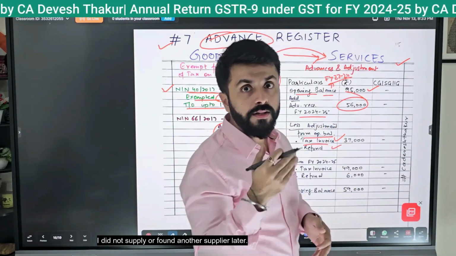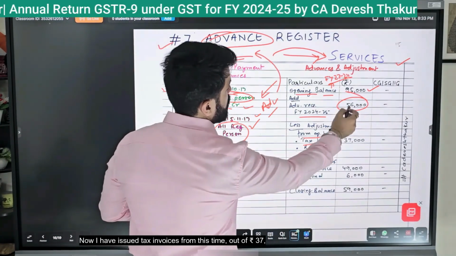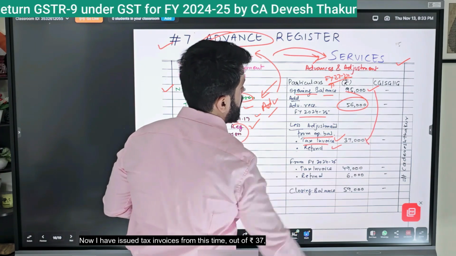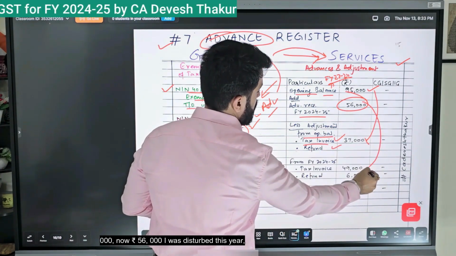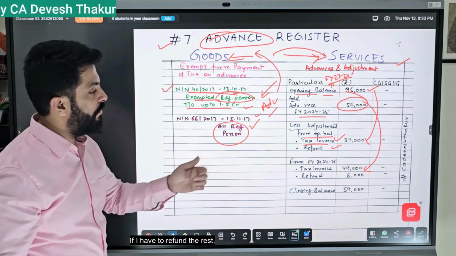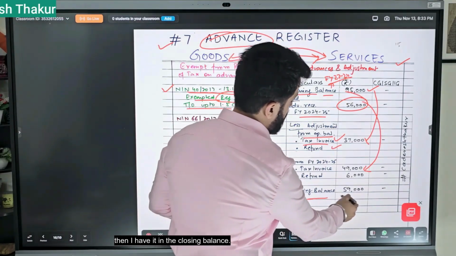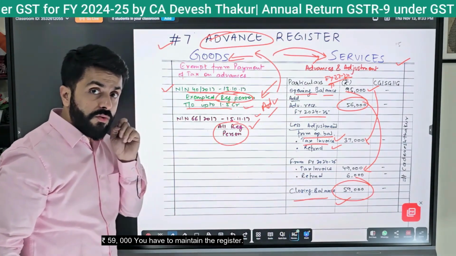I did not supply or found another supplier later. In that case, I have to pay back. Now I have issued tax invoices from this time out of Rs 37,000, now Rs 56,000. I was disturbed this year. I have issued tax invoices for 49. If I have to refund the rest, then I have it in the closing balance, Rs 59,000. You have to maintain the register.